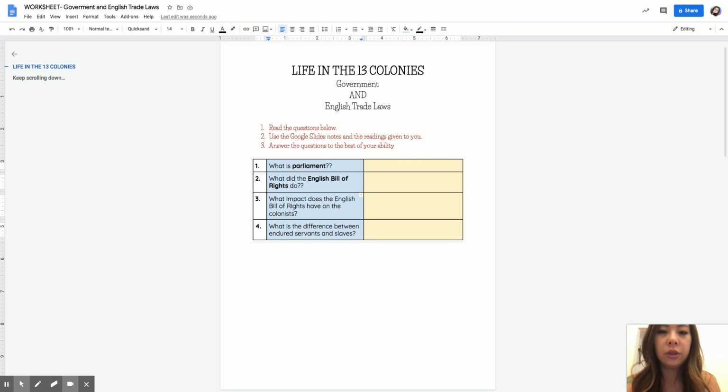This is the instructional video on how to do the Google Doc worksheet Life in the 13 Colonies, highlighting government and English trade laws. Here are the directions. Read the question below, use the Google slide notes and the reading given to you, and answer the questions to the best of your ability.